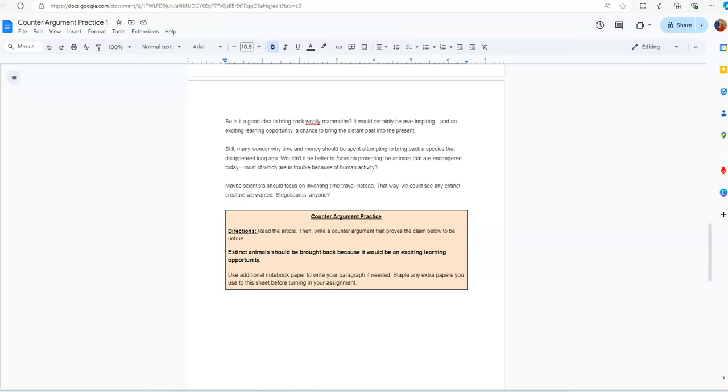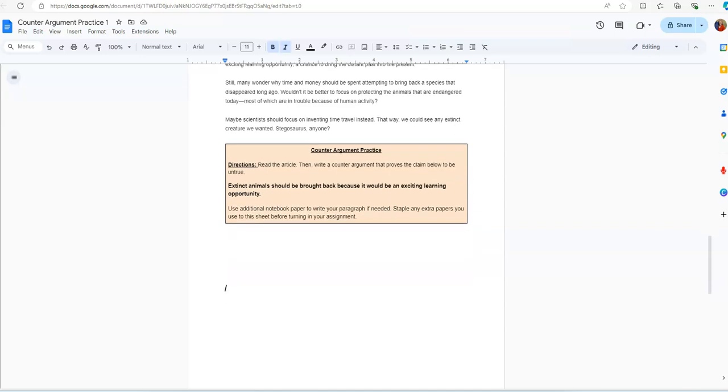It would certainly be awe-inspiring and an exciting learning opportunity, a chance to bring the distant past into the present. Still, many wonder why time and money should be spent attempting to bring back a species that disappeared long ago. Wouldn't it be better to focus on protecting the animals that are endangered today, most of which are in trouble because of human activity? Maybe scientists should focus on inventing time travel instead. That way we could see any extinct creature we wanted. Stegosaurus, anyone?